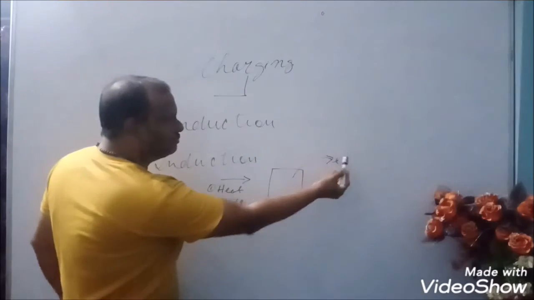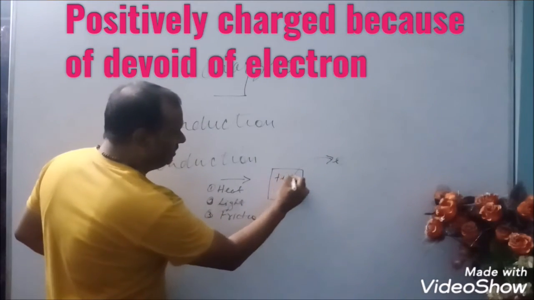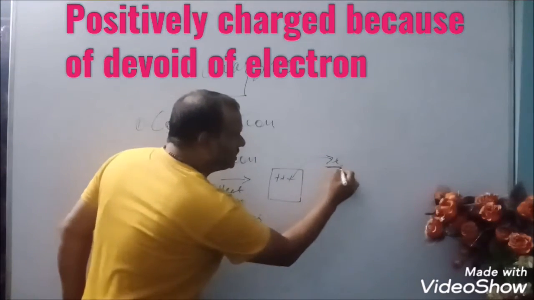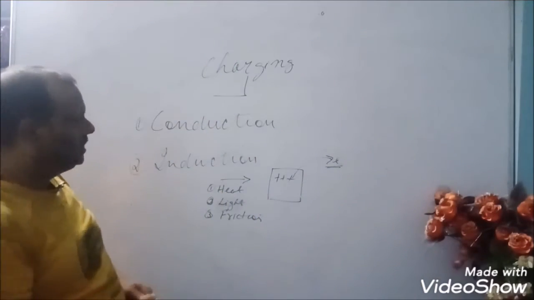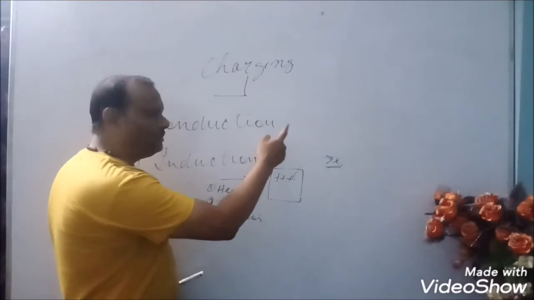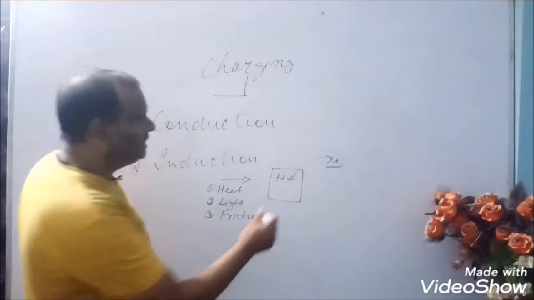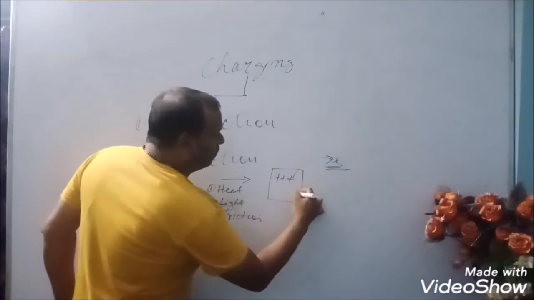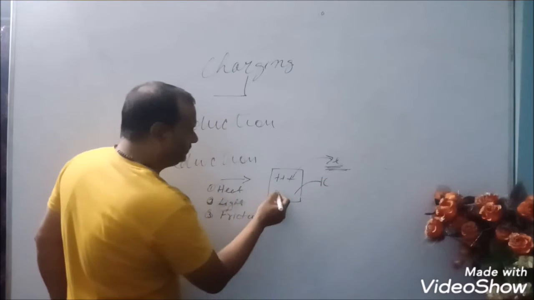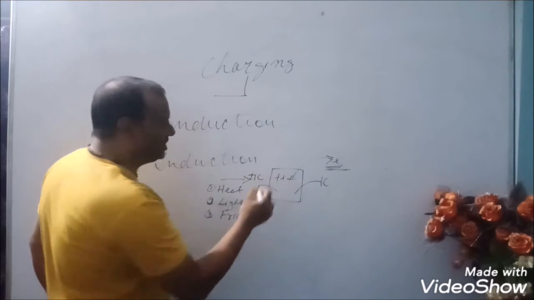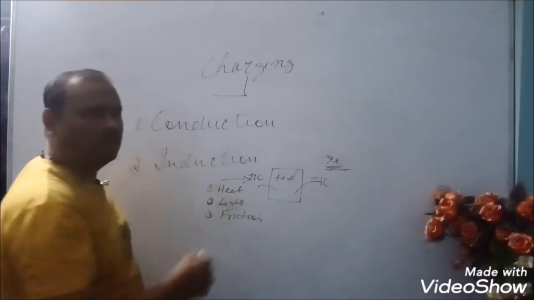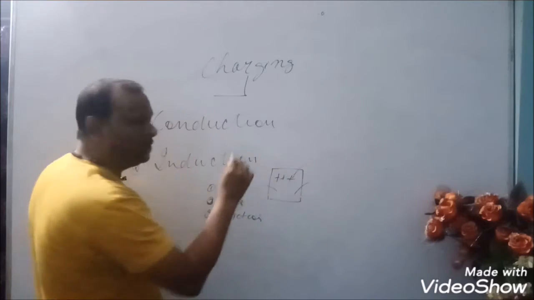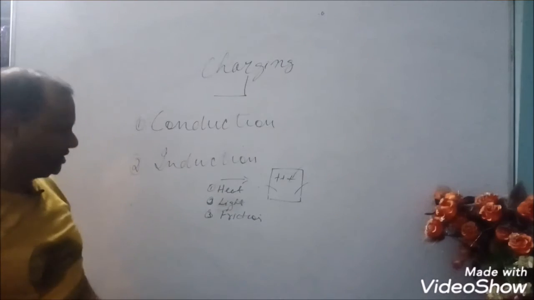Now once the electron has moved out, the body is positively charged because there is a deficit of electrons. If one electron has gone, it is positively charged by 1.6 into 10 to the power minus 19 C, because the charges of proton and electron are equal. If 1 coulomb of charge has gone out, the body will be 1 coulomb positively charged. So depending upon the number of electrons gone out, the body can be charged by the process of conduction.